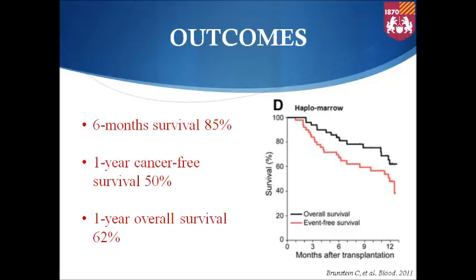Outcomes. So outcomes vary a little bit between the different studies. I found this study really nice. It is a study that compared cord blood to haplotransplant. So I picked the graphs that talk about haplotransplant. In this one, it shows that the 6-month survival is about 85%. And we know that when talking about allotransplant, the initial period is the most critical period when we talk about survival. So 85% is a very good outcome. 1-year cancer-free survival is about 50%, and 1-year overall survival is in the range of 60%.